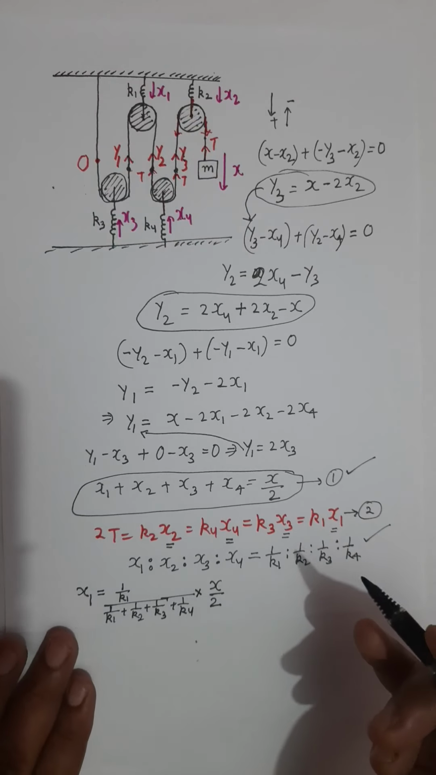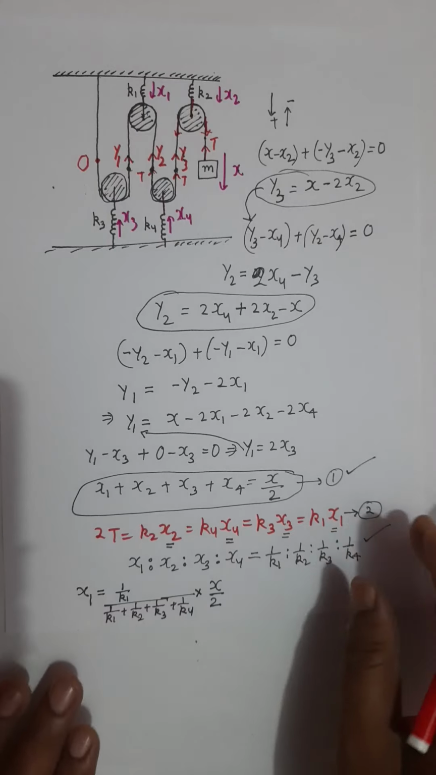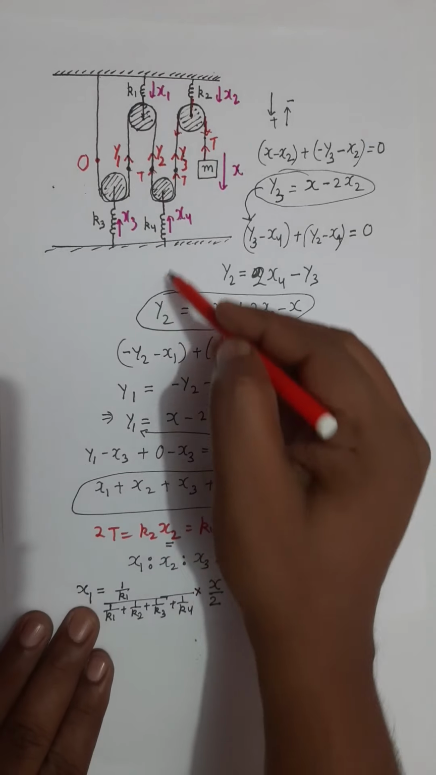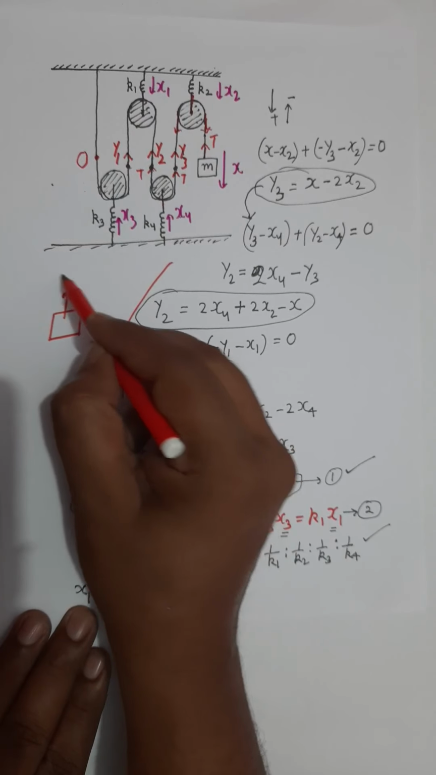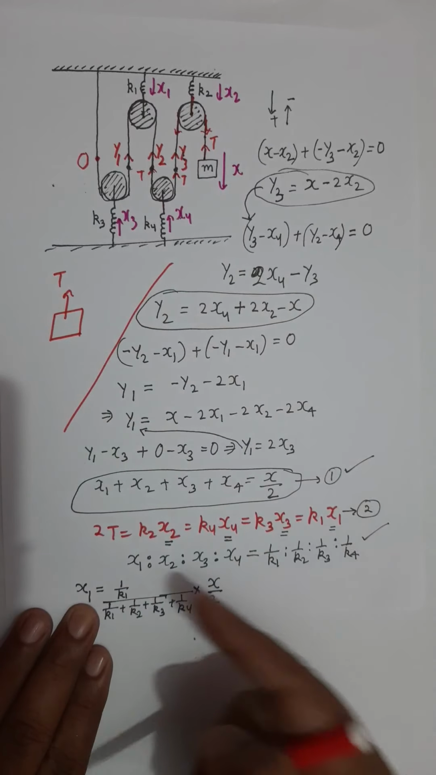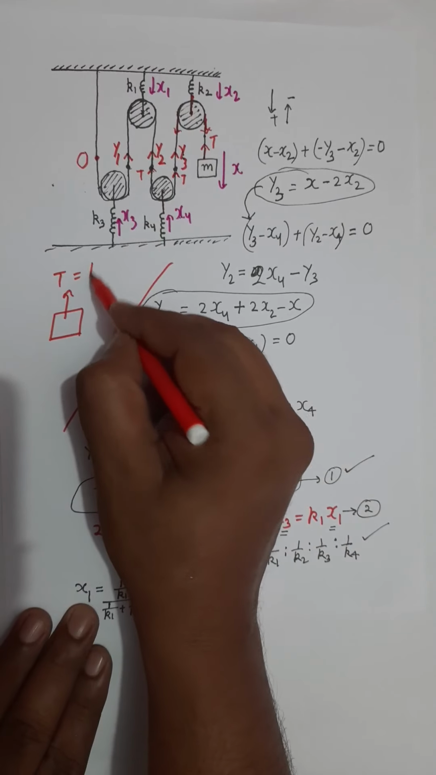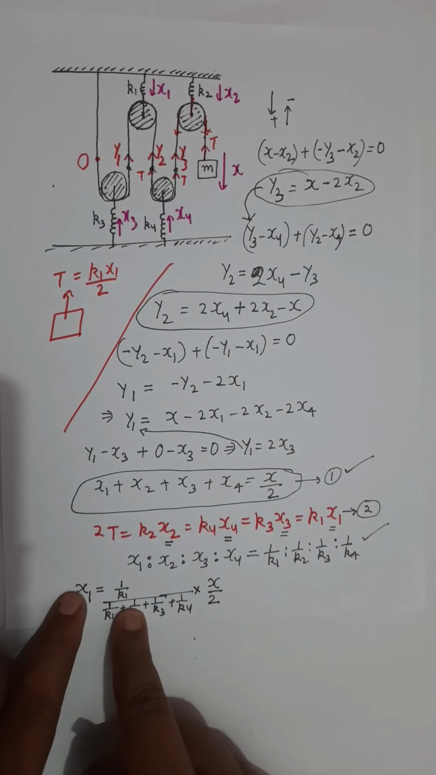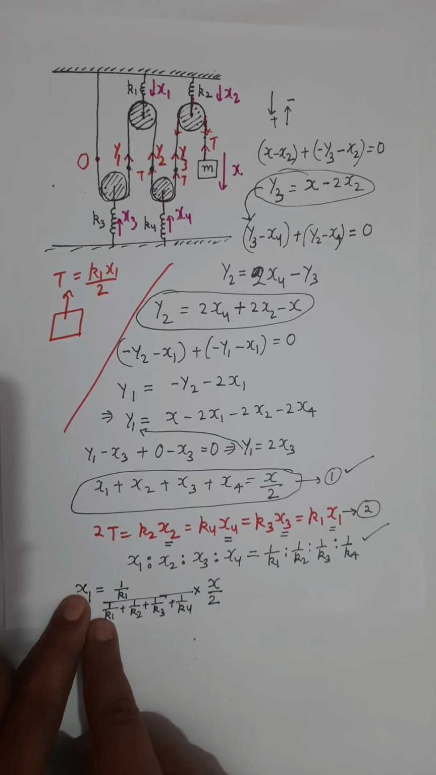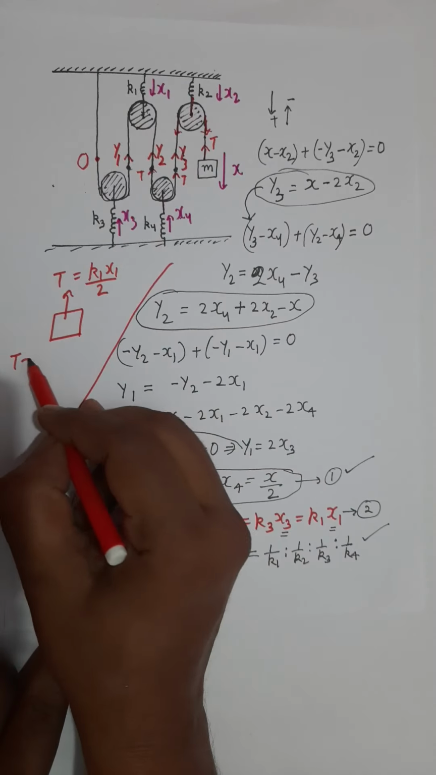Once you have the value of x1, you move to the block. Notice that the block has a force capital T in the upward direction, where capital T is K1x1 by 2. So capital T will be K1x1 divided by 2. We have the value of x1 here. So I will substitute this value of x1 in this expression to get the value of capital T now.